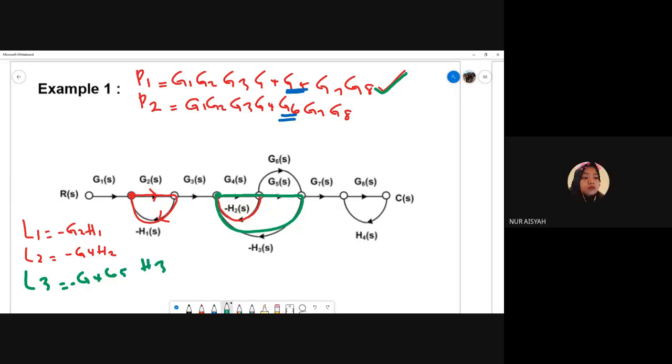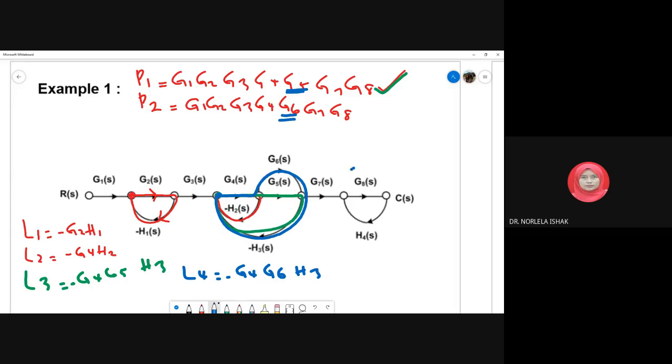G4, G6, eh, H3. Okay, maksudnya lagi satu daripada sini, you pergi naik atas kan? Yes. And then you can come back. Betul tak? Betul. Okay, so meaning L4 equal to G4, G6, and then you come back using H3 minus kan? Yes. How about this one?